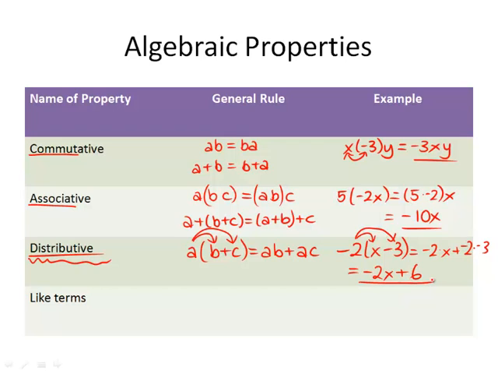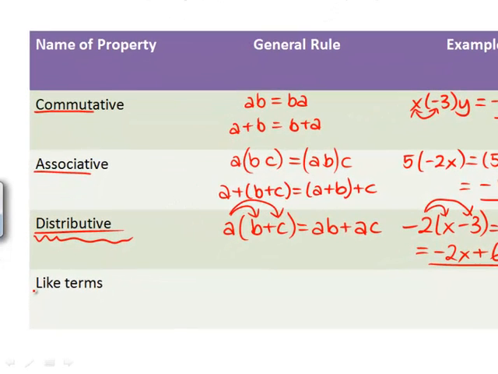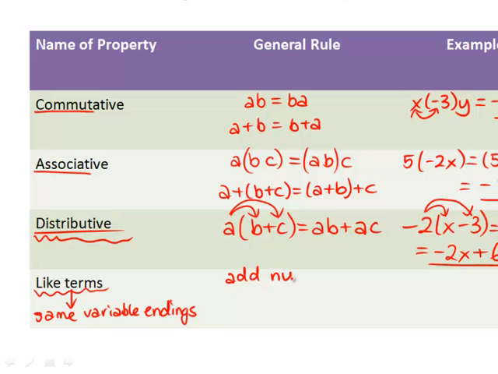Now sometimes when you do that, you still end up with a further simplification that has to do with combining like terms. Like terms are terms that have the same endings, variable endings. And what you can do with the same variable endings is you can add the numerical coefficients together.